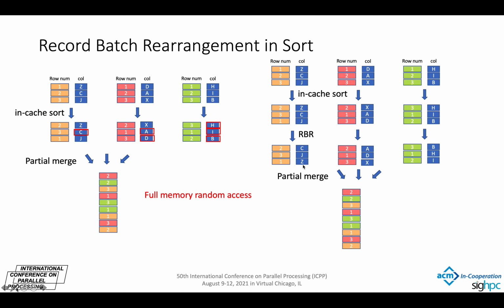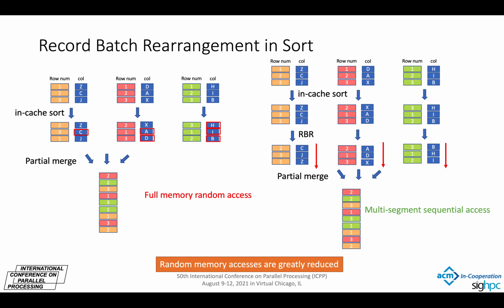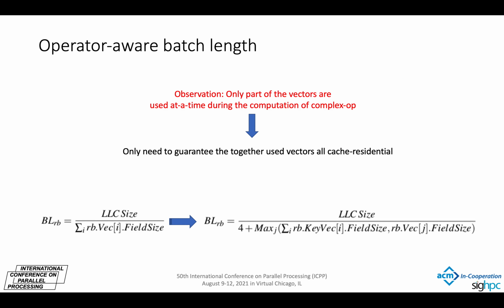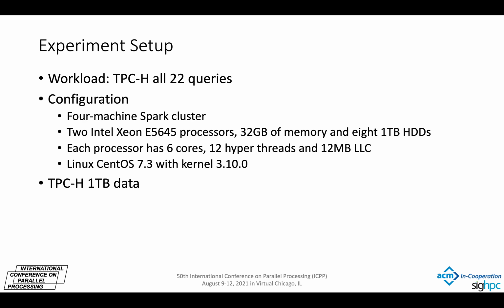When we want to do the partial merge, the data access pattern we get is multi-segmental sequential accesses. Therefore, the random memory accesses are greatly reduced. And also we observed that only part of the operators or only part of the vectors are used at a time during computation of complex operators. So we came up with the operator-aware batch length algorithm and set batch length operator-wise.